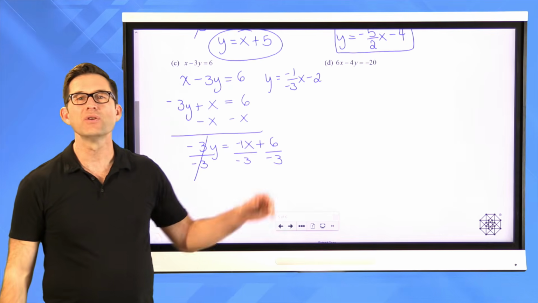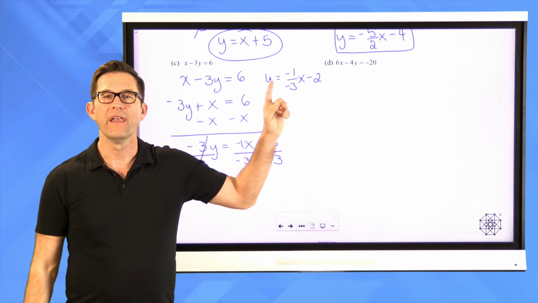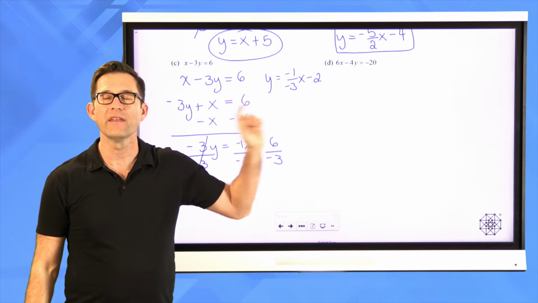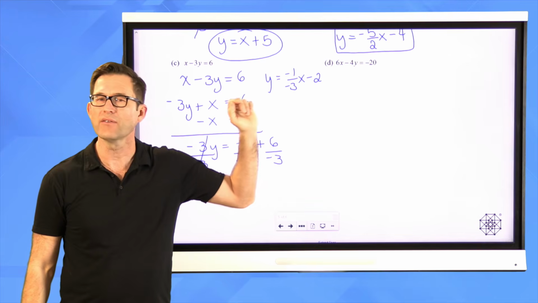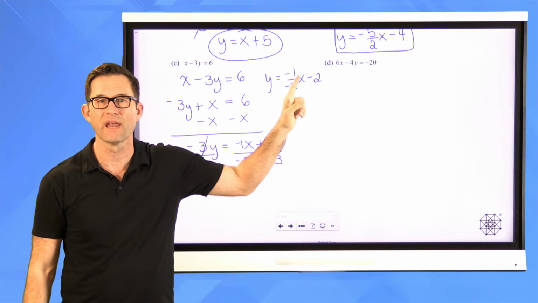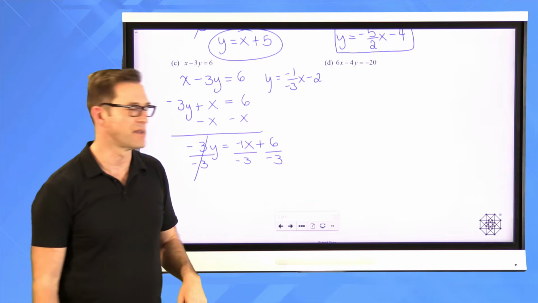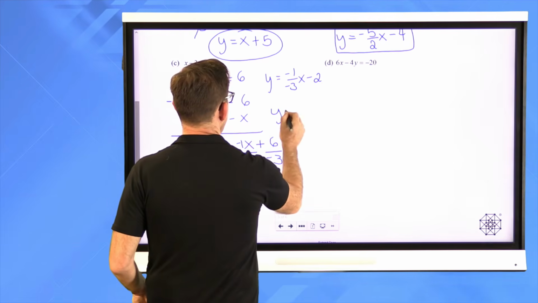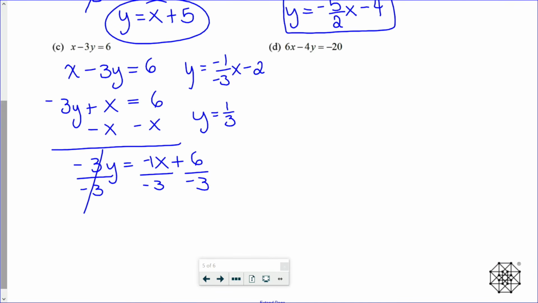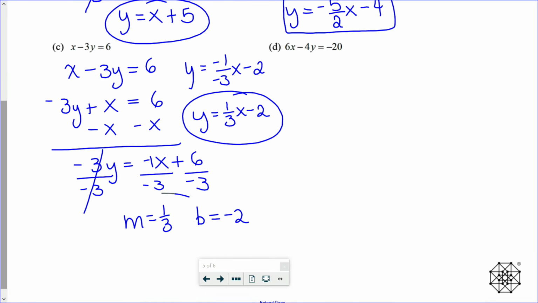Now, I shouldn't leave it this way. A negative divided by a negative is a positive. So anytime you see a fraction where the numerator is negative and the denominator is negative, you've got to change it to a positive fraction. You just have to, right? So my final answer now is y equals 1/3 x minus 2, right? Where the slope now is 1/3 and the y-intercept is -2.